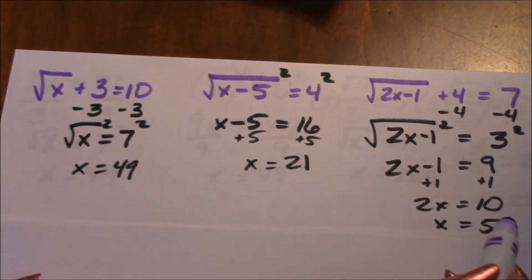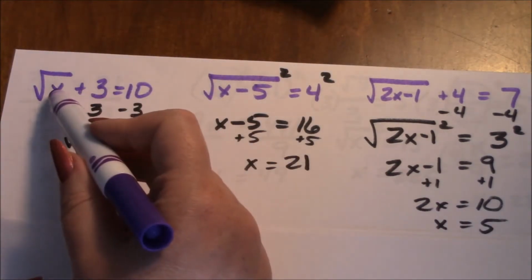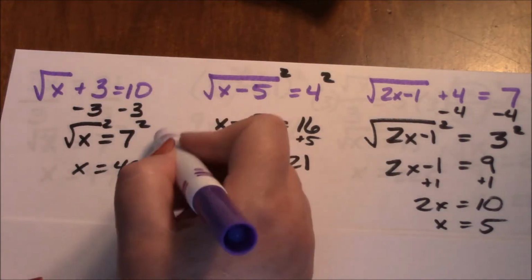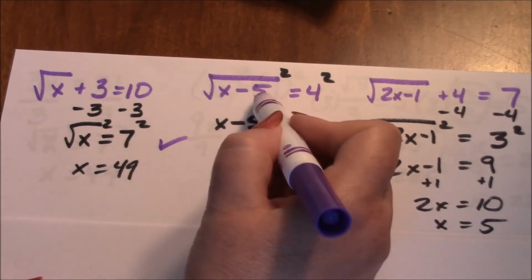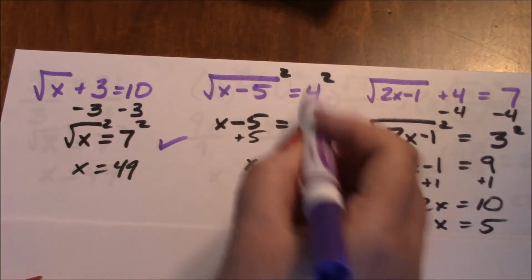Now we're going to go back and make sure that all of these work. I'm going to stick 49 back in for x, and so I've got 7 plus 3 is 10, that checks out. I'm going to stick 21 in for x. 21 minus 5 is 16. Square root of 16 is 4. That checks.